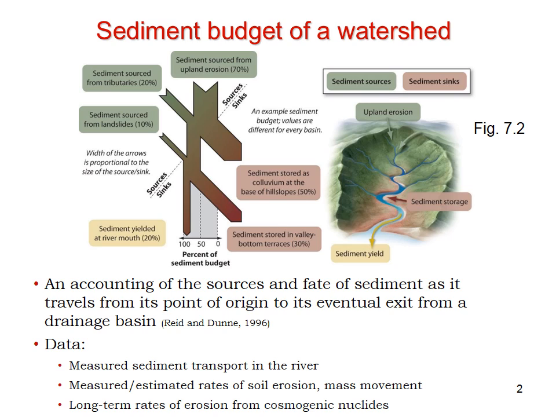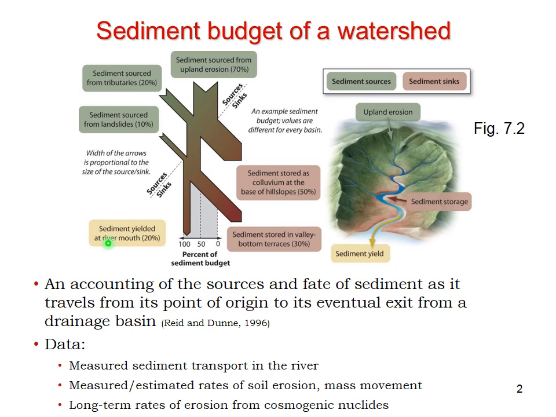To understand how sediment moves through a river system and out through the river itself, a sediment budget is a really useful tool. And you can see the definition down here. A sediment budget is an accounting of where the sediment is coming from. What are all the specific sources? How does it move through the watershed? Does it get stored in between? And then how much leaves the watershed?